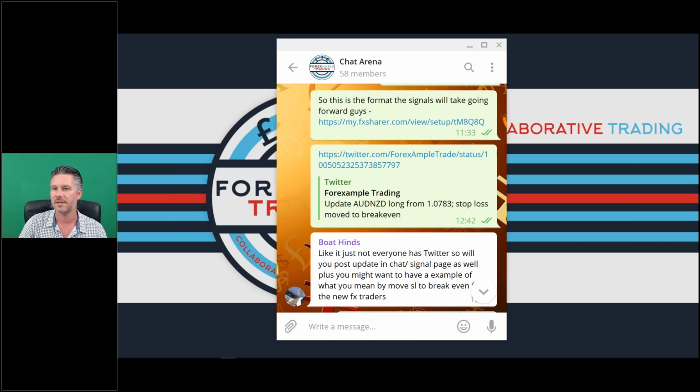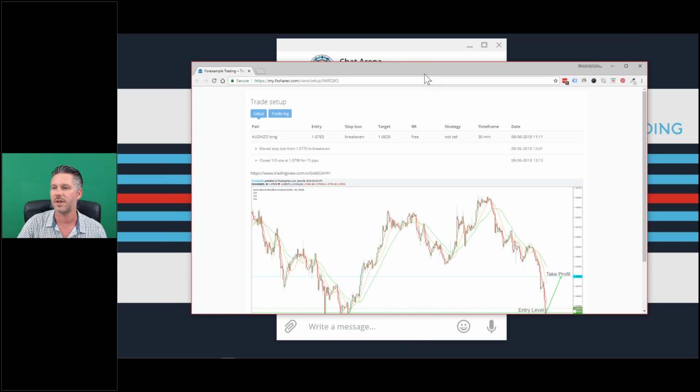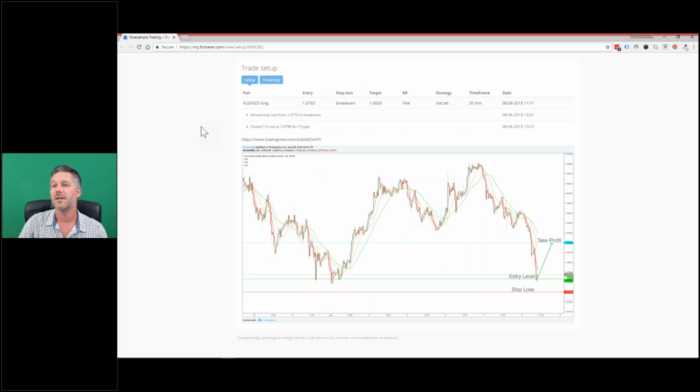This is how the signal is sent out. All right, so you'll get a link that looks like this. Now, this was just a sample of the signal, but you can see it's very detailed.